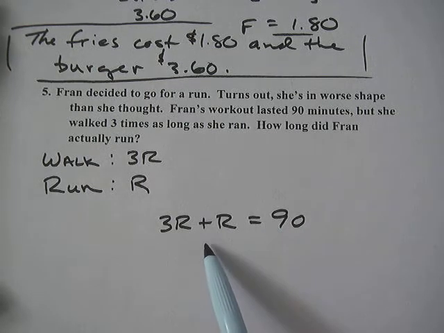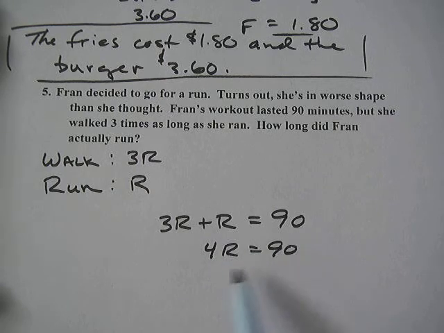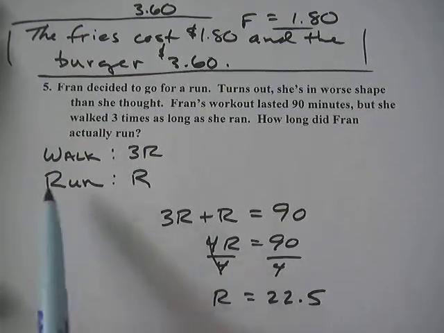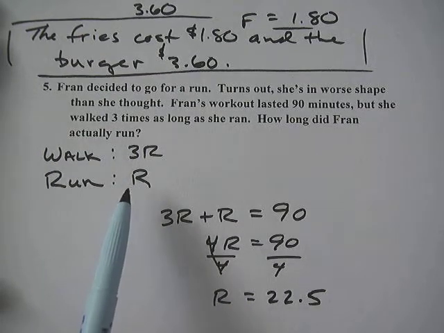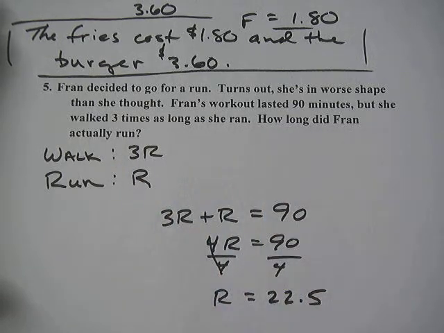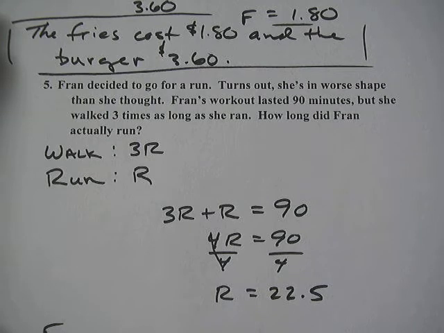Okay, now Fran's workout lasted 90 minutes. So it's saying that she walked and she ran and it ended up taking 90 minutes. Okay, simplify. We got 4R equals 90. Divide by 4. R equals, okay, if you divide 90 by 4, that's 22.5. Okay, so now remember, R stands for how long it took for her to run. So she went for 22.5 minutes. Okay, and that's what it's saying. How long did Fran run?